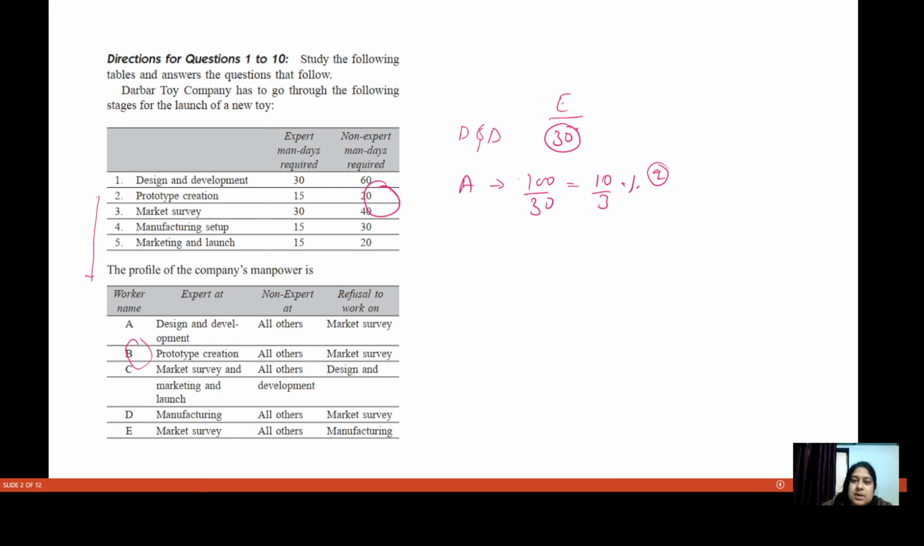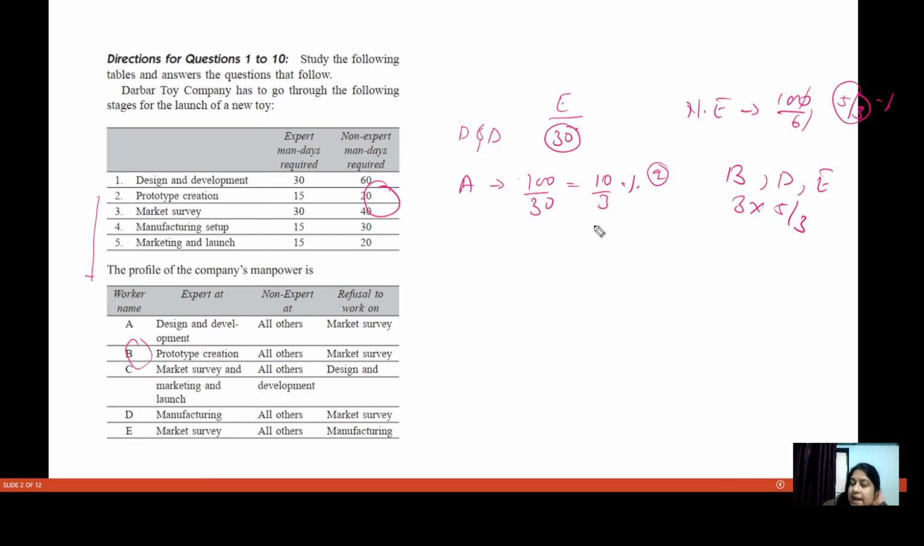And then you have non-expert man days. So we have non-expert man days as 60. So any non-expert is able to do 100 by 60 of the work in one day. So that means how much? That means 5 by 3% of the work. Okay. Now who all are non-expert in design and development? B, C, D, E are non-expert in design and development, but C will not work in design and development because he or she is refusing to do so. Then you have B, D, and E. Those are working on design and development. Okay, so we have three people who are non-expert and trying to work on design and development.